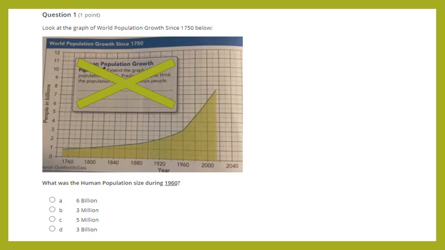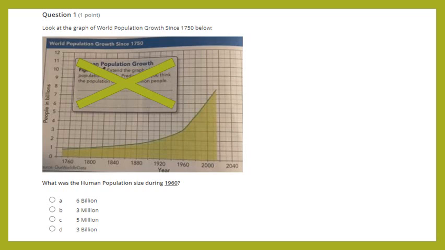So I see on the x-axis, that's the line that goes side to side or left to right, I have the year. And on the y-axis, the line that goes up and down, I have people in billions. So that's the unit that I'm working with, billions. So what was the human population size during 1960? Was it A, 6 billion, B, 3 million, C, 5 million, or D, 3 billion?